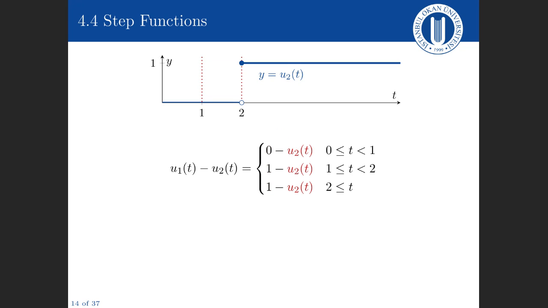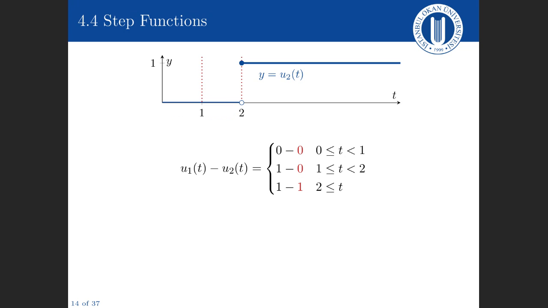Next, I want to look at u2. Again, the graph is at the top. First of all, between 0 and 1, the function is 0. We should have a 0 just here. Between 1 and 2, the function is also 0. So again, a 0 just here. And then between 2 and infinity, the function is equal to 1. So we should have 0, 0, 1 here.